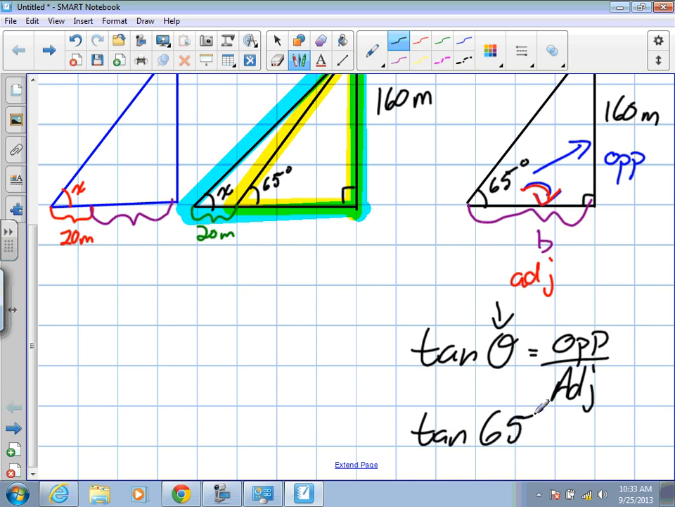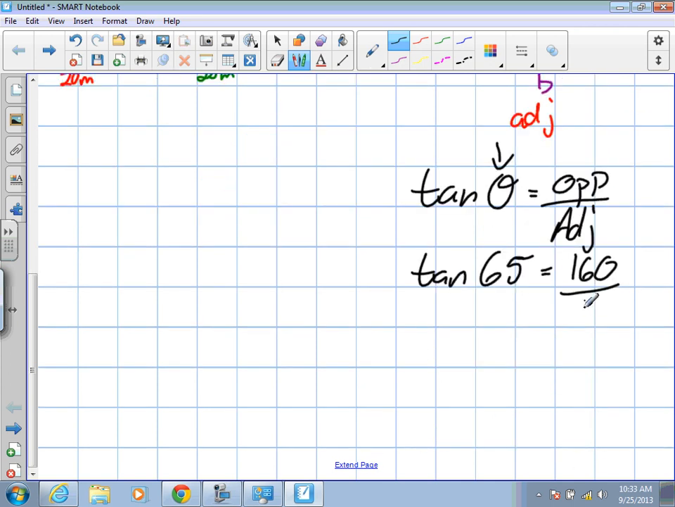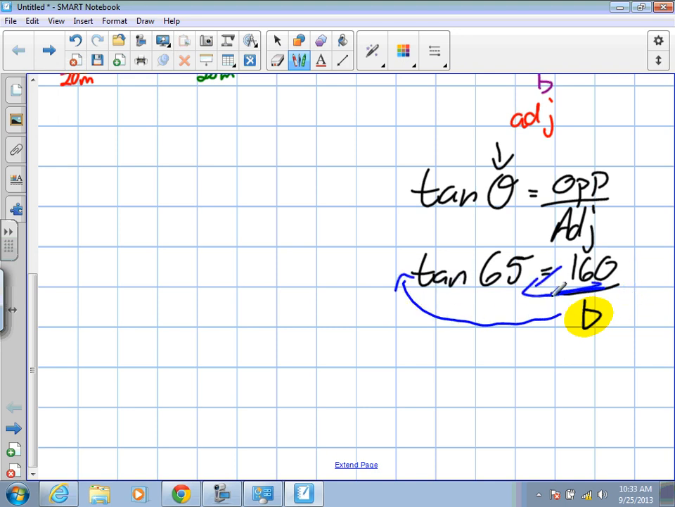Okay. It's equal to, what was the measurement of the opposite? 160. And what was the measurement of the adjacent? We don't know. We called it B. So essentially, B is our unknown. We want to find the distance of B. Now, because B is on the bottom of this fraction, this is how we went through our rules in chapter 6, I actually want to move the B over to this side in order to isolate it. I can't isolate it on the bottom, because if I move 160 over, I'll be left with 1 over B, and that's not what we're looking for. We're looking for just B. I don't want it as a fraction.